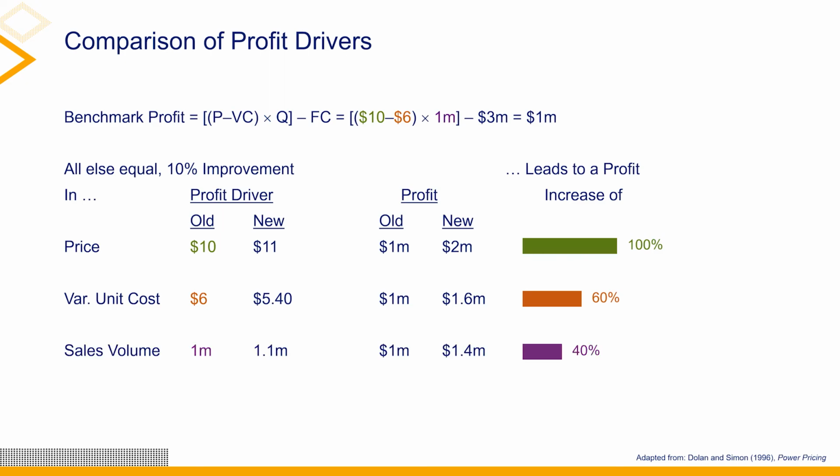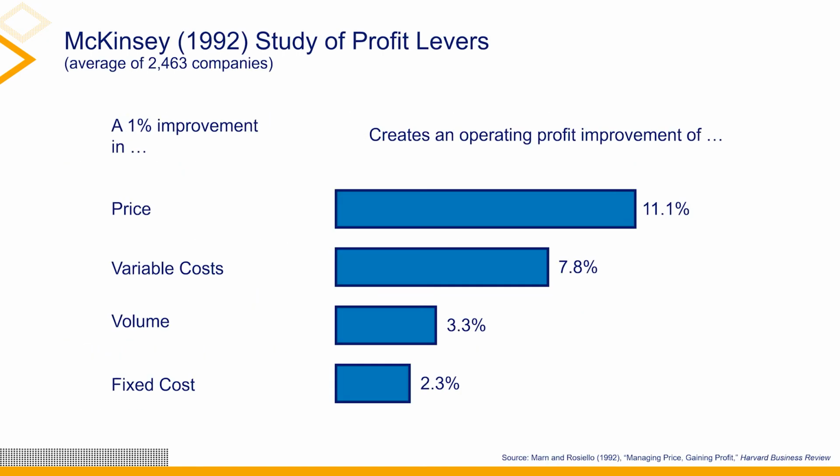All else equal, improving sales volume by 10% from 1 million to 1.1 million units results in a profit increase of 40%. Finally, all else equal, improving fixed costs by 10% from $3 million to $2.7 million results in a profit increase of 30%. A McKinsey study published a number of years ago in the Harvard Business Review came to a similar conclusion. Comparing a similar percentage improvement in price, variable costs, sales volume, and fixed costs for almost 2,500 firms, they found that price had the largest overall effect on profits.